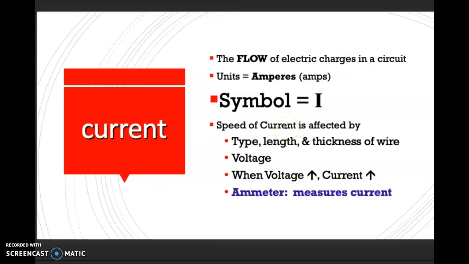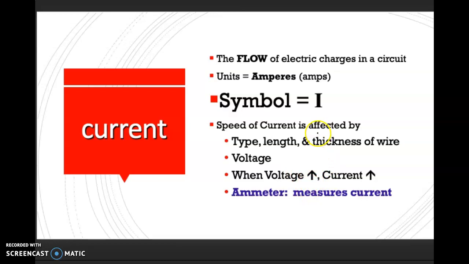The speed of the current in a circuit can be affected by several different things. For example, depending on what your wires are made of, a lot of times our wires in our homes are made of copper because that allows for really less resistance of flow, so our current is as fast as we can optimize without getting dangerous. The length of the wire, the thickness of the wire, that will affect the current. The voltage will also affect the speed of the current. If the voltage is increased, then the current will also increase.